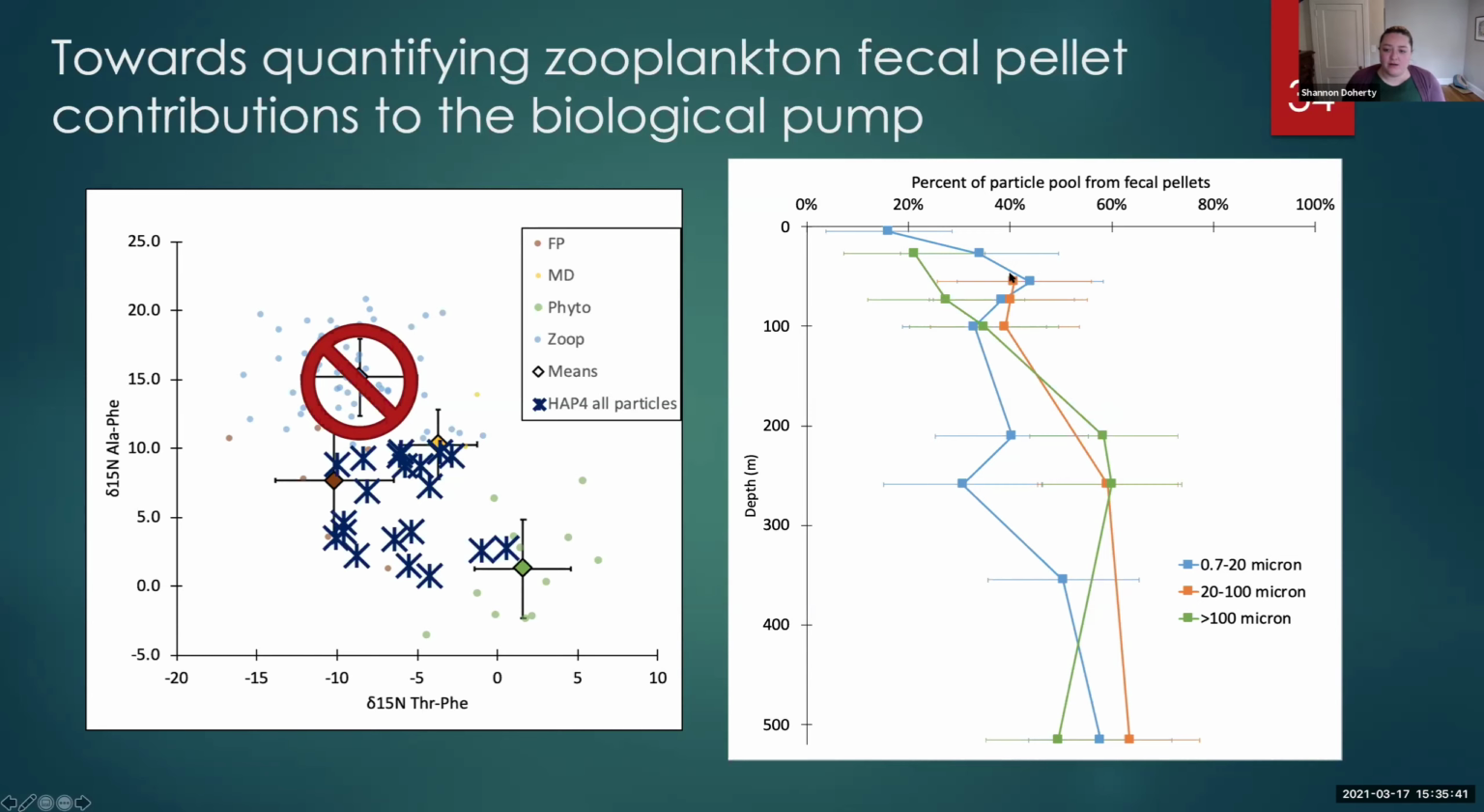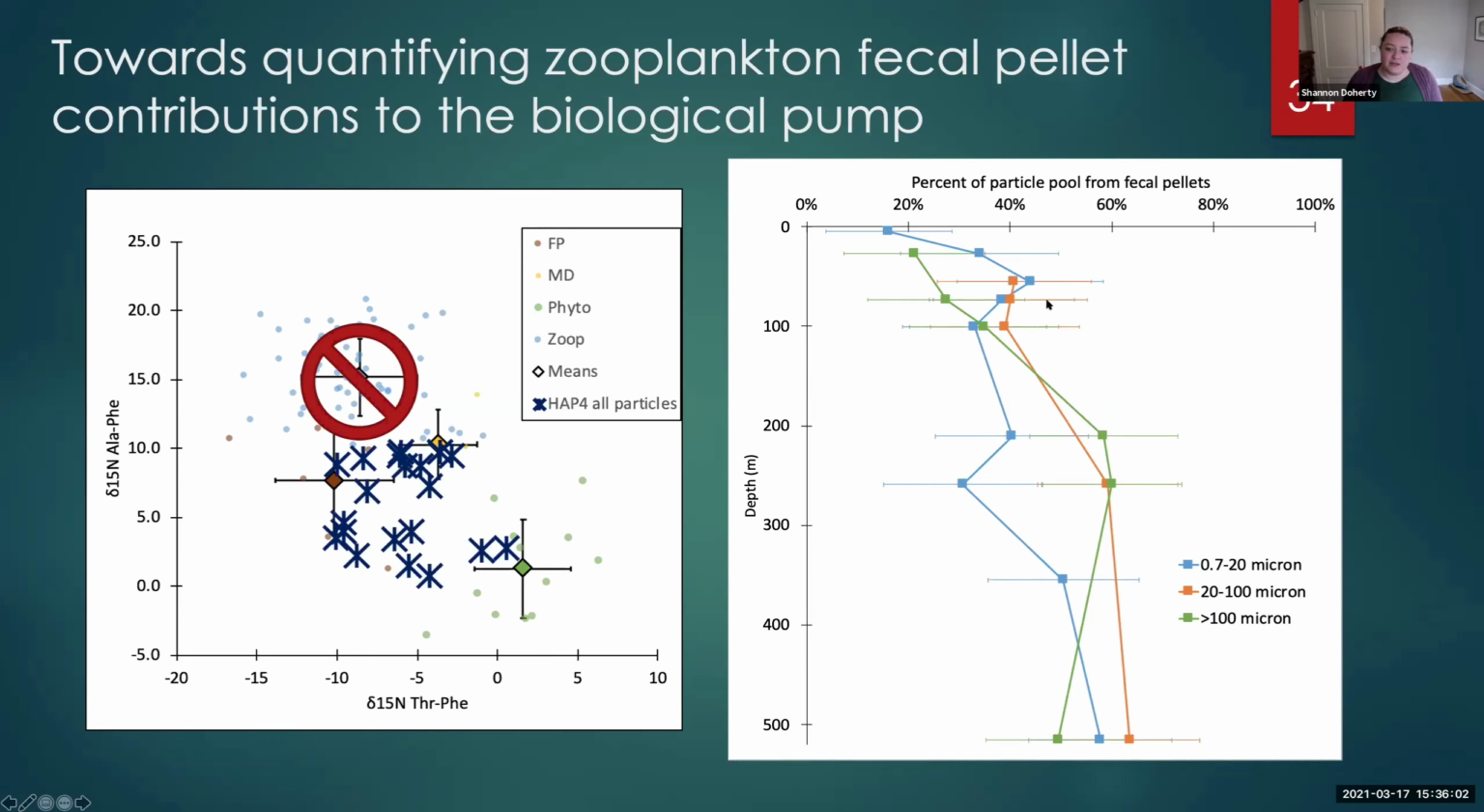I also want to point out that there's a non-negligible contribution of fecal pellets to our small particles. And this is something we would miss if we relied on the visual method that would exclude any broken up fecal pellets or detrital fecal pellets. So that's really interesting as well.